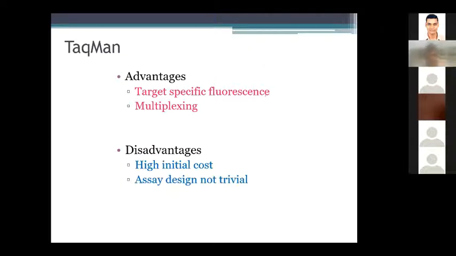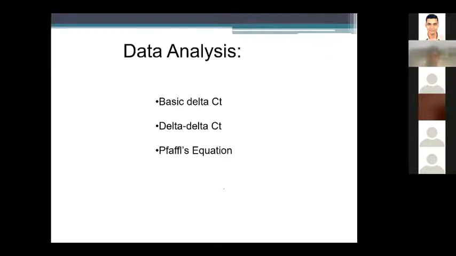and it helps in multiplexing, because during COVID, four genes were analyzed together in a single assay. But the disadvantages are the high initial cost and that the assay design is not trivial.